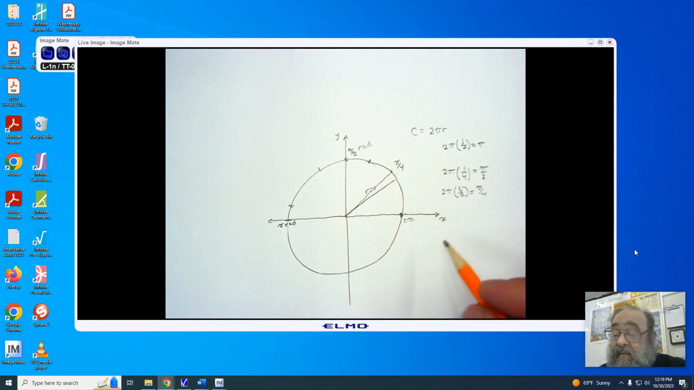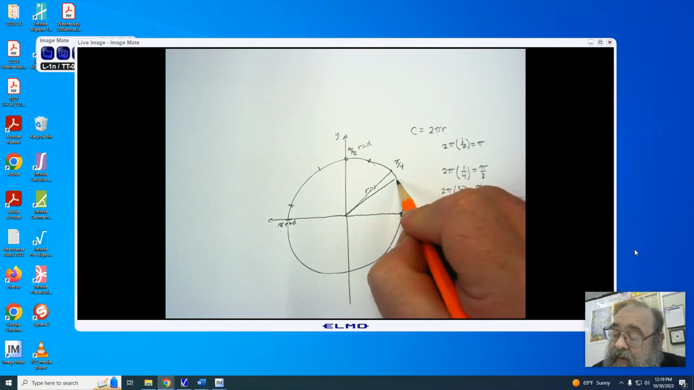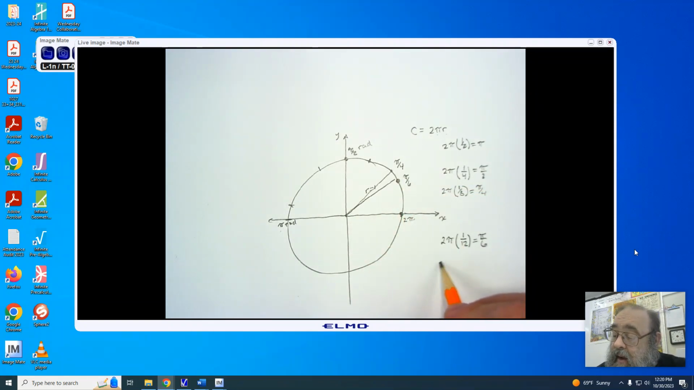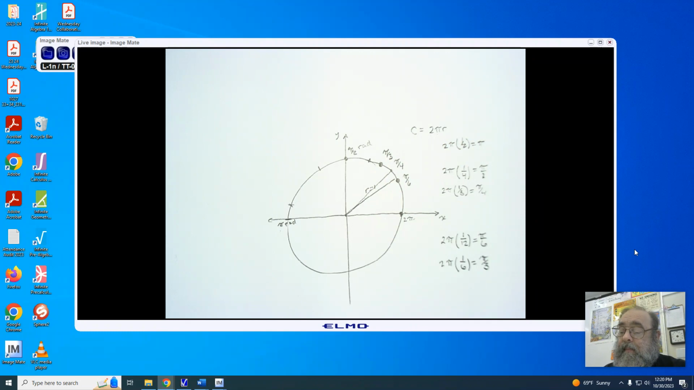That means that I can divide my circle into thirds and sixths and twelfths. If I take 2 pi and multiply by 1/12, I get pi over 6. And pi over 6 is right about here. If I take 2 pi and multiply by 1/6, I get pi over 3. And that's about right here. And this is how we find radians.